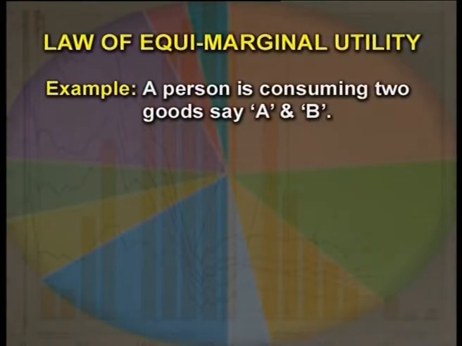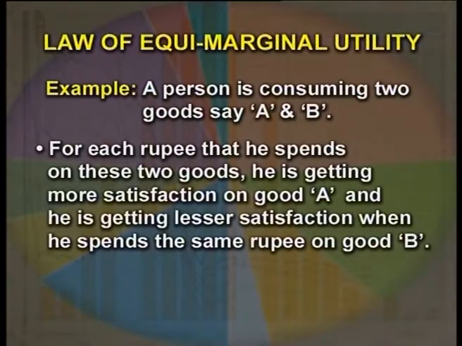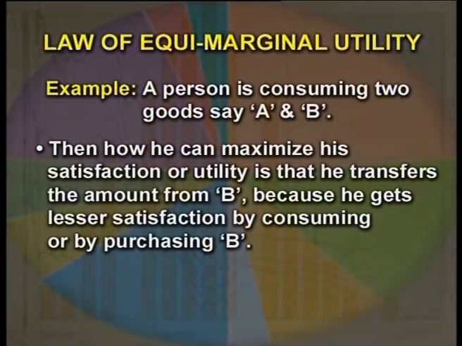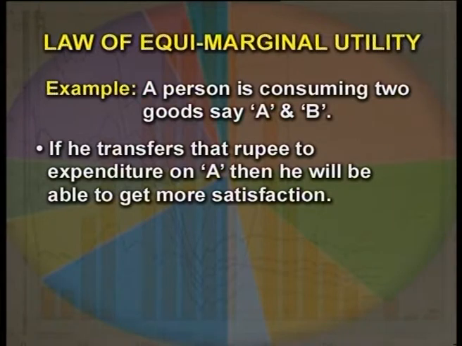Now, suppose a person is consuming two goods, and for each rupee that he spends on these two goods, he is getting more satisfaction on good A, say, and he is getting lesser satisfaction when he spends the same rupee on good B. Then how he can maximize his satisfaction or utility is that he transfers the amount from B, because he gets lesser satisfaction by purchasing B. If he transfers that rupee to expenditure on A, then he will be able to get more satisfaction.